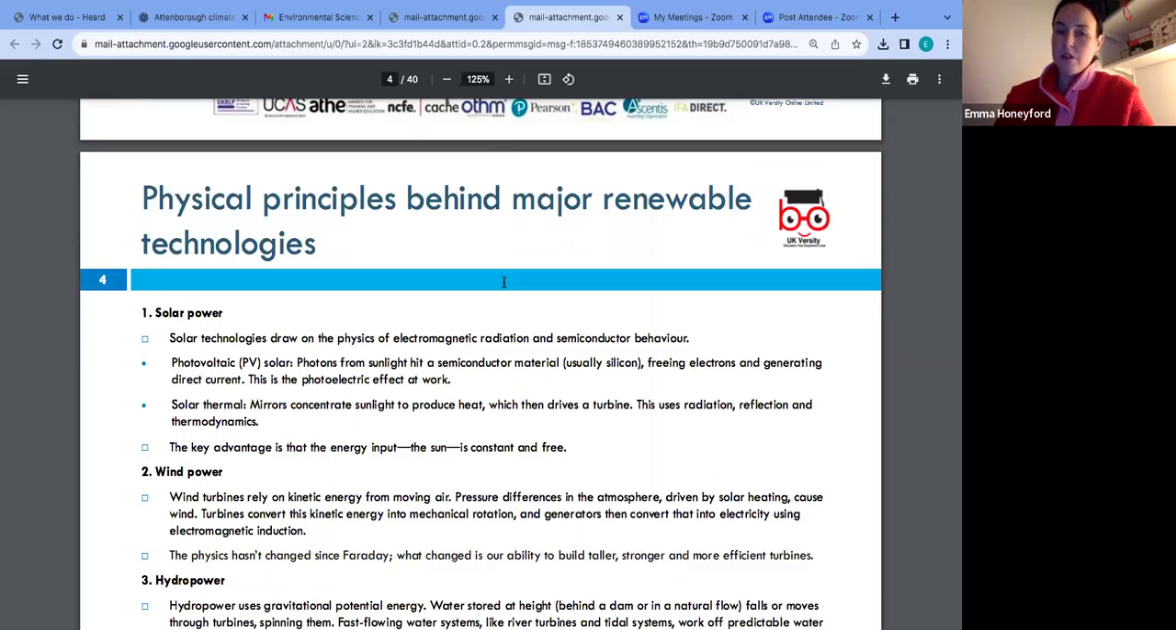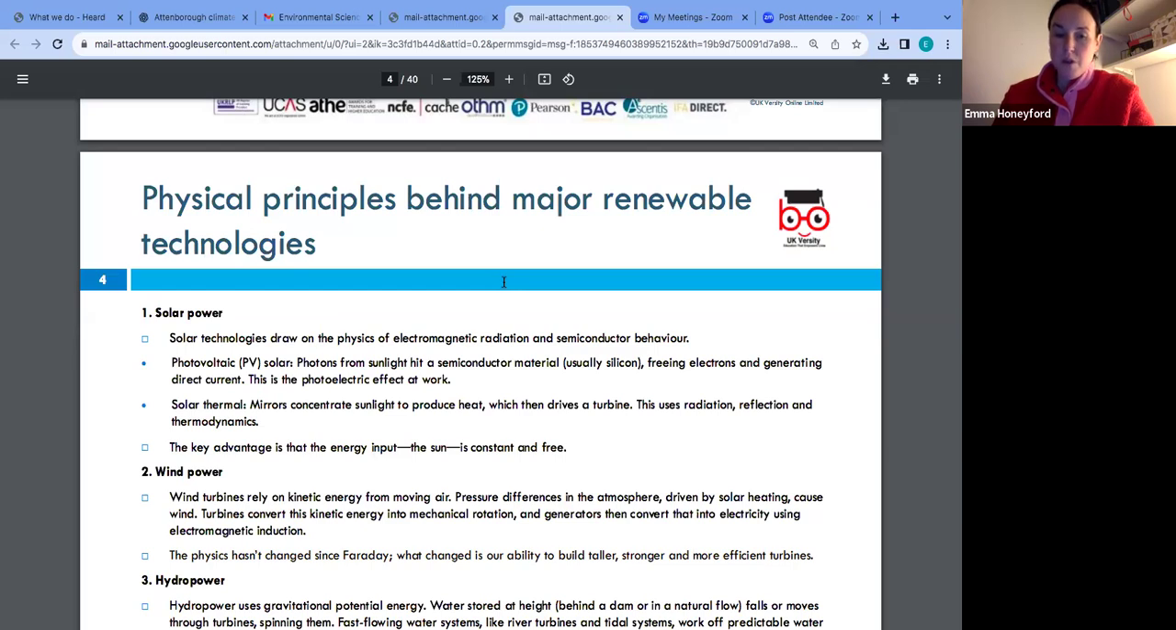So the main idea of solar technology is that it draws on the physics of electromagnetic radiation and semiconductor behaviour. One type of solar power is PV. The way that this works is that photons from sunlight hit a semiconductor material, usually made from silicon, freeing the electrons and generating direct current. This is the photoelectric effect at work.